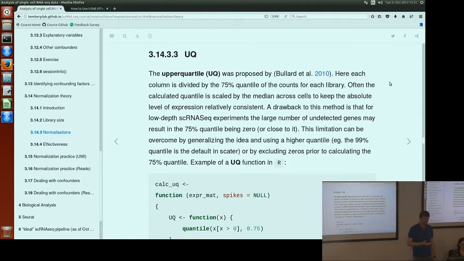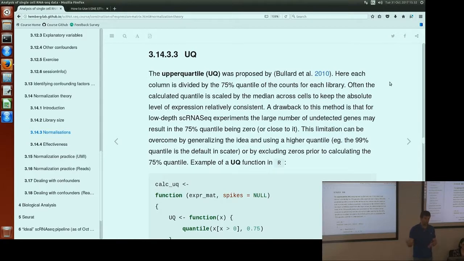A major drawback of this method is that for low-depth single-cell RNA-seq experiments, a large number of undetected genes may result in this 75% quantile being zero. So imagine if you start with a full set of 30,000 genes, then for a given cell, it's not uncommon for the 75% quantile to be zero. And if that's the case, then dividing by that value starts to make very little sense.